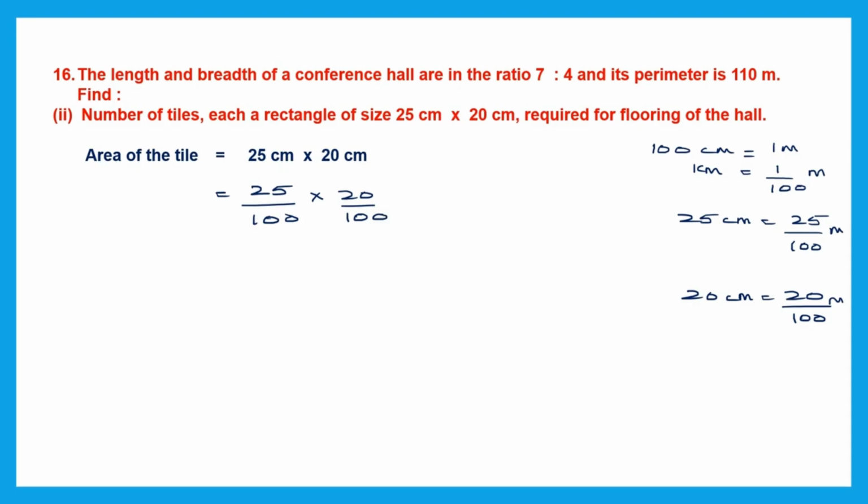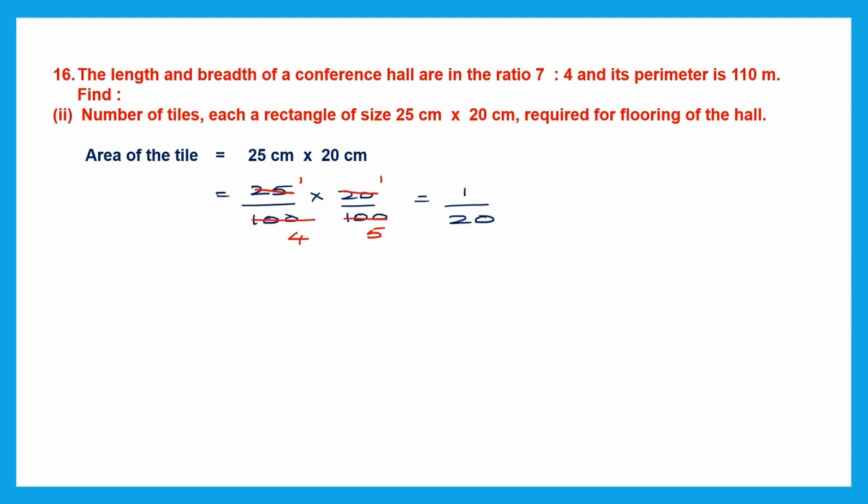So here we can cancel. 25 ones are 25, 25 into 4. Here 20 ones and 20 into 5. So now let's multiply the numerators. We have 1 and below we have 5 fours are 20. So now we have found the area of one tile to be 1 by 20 meters square. We have converted it to meters. So now this is 1 by 20 meters square.